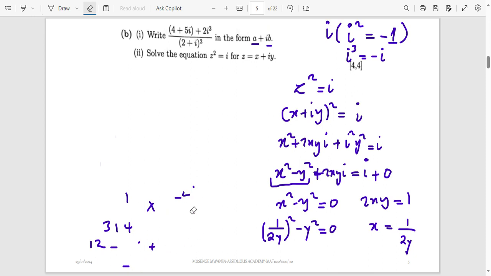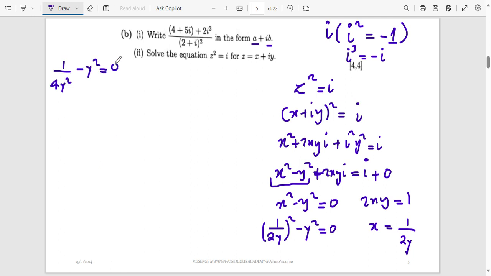So this is what we are supposed to simplify further. So we'll distribute the square. So 1 squared would just be 1. 2y squared would be 4y squared. And then minus y squared is equal to 0.